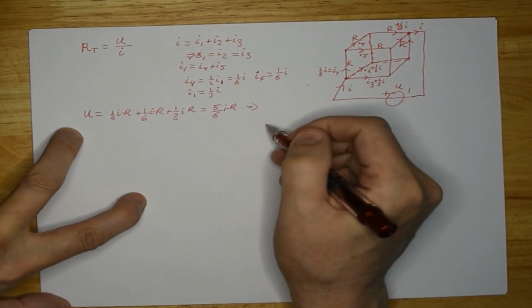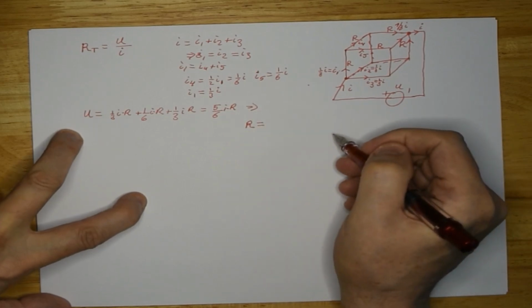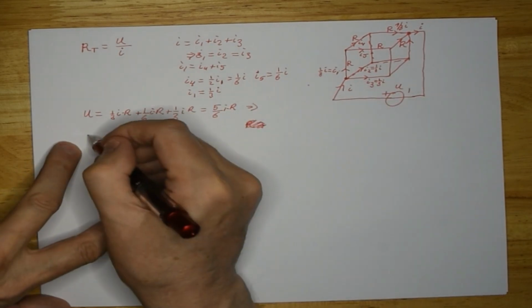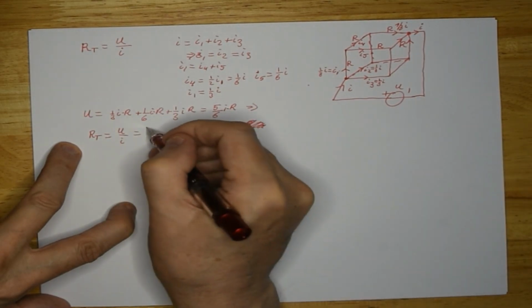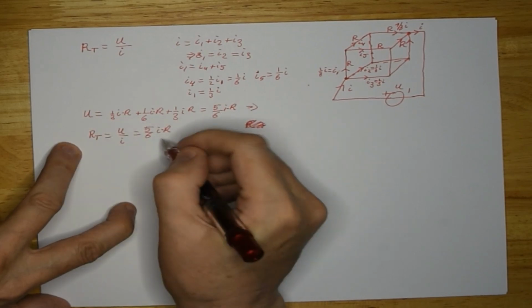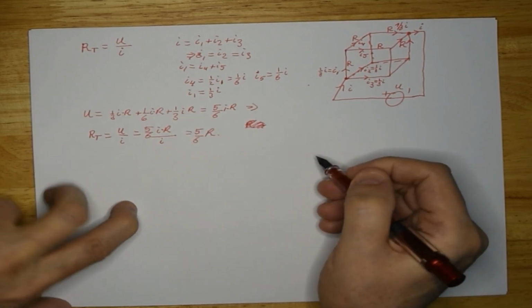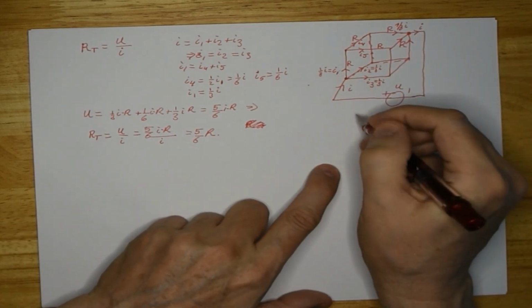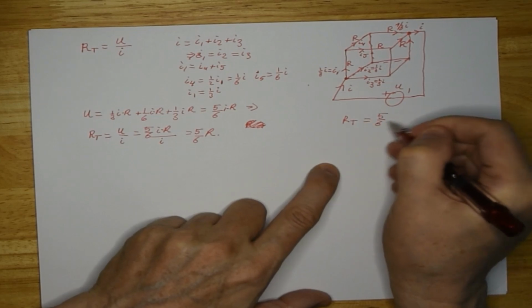And that gives you the overall result, the total resistance. The total resistance, R total, which is U over I, equals 5/6 IR, this one, that's the U, divided by I, equals 5/6 R. So the resistance between this terminal and this terminal, if you would measure it, it's really 5/6 R. So R total equals 5/6 R.